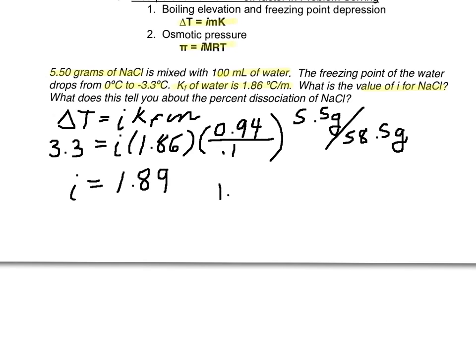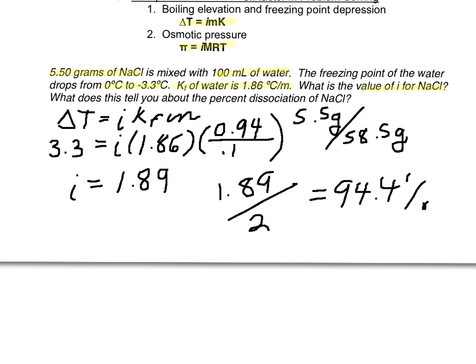To find the last part, what's the percent dissociation? Just take the amount it really dissociated by, divided by the amount that you think it probably should dissociate by, 2. Multiply it by 100, because it's a percentage, and this is about 94.4% dissociation. If it was 100% dissociation, then i would be equal to exactly 2. But that will only happen if you have an incredibly dilute solution.